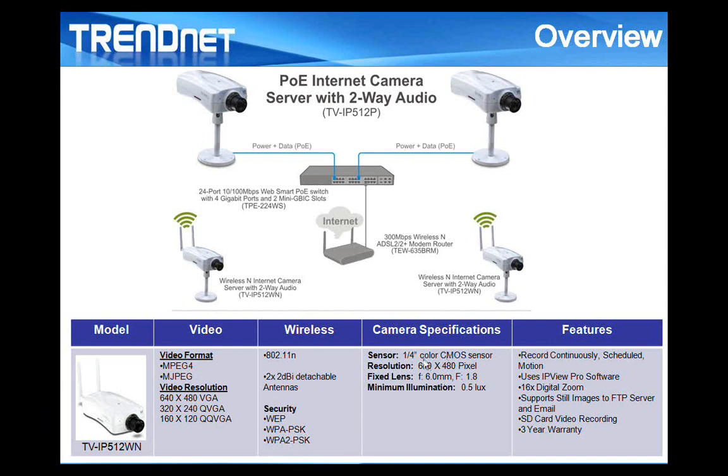It does have a 1/4-inch color CMOS sensor in it. The lens is actually a 1/3 inch lens, so make sure if you do replace the lens, you get a 1/3 inch lens. Resolution, again, the maximum is 640 by 480. Fixed lens, 6mm focal length, F-stop of 1.8, 0.5 lux on the camera, and of course we've already gone over some of the features. It does come with a 3-year warranty as well.